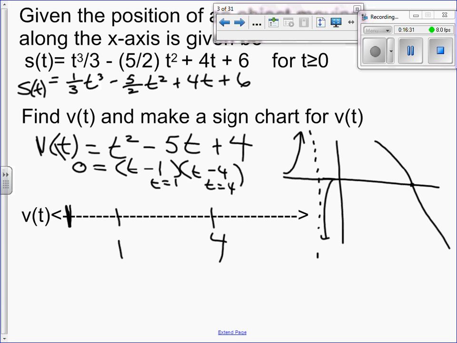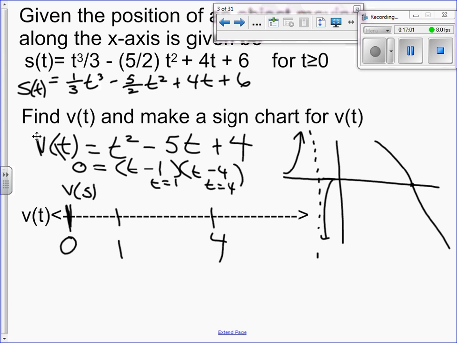Now, every one of these starts out at 0, but it can't change sign anywhere else. So in order to get my sign chart, I just pick any number between 0 and 1, plug it into my velocity, and whatever that sign is, anywhere in there will give me the same sign. It can't change sign here. So can you guys give me a number between 0 and 1? You want a half? Okay. So I want to see if v of 0.5 is positive or negative.